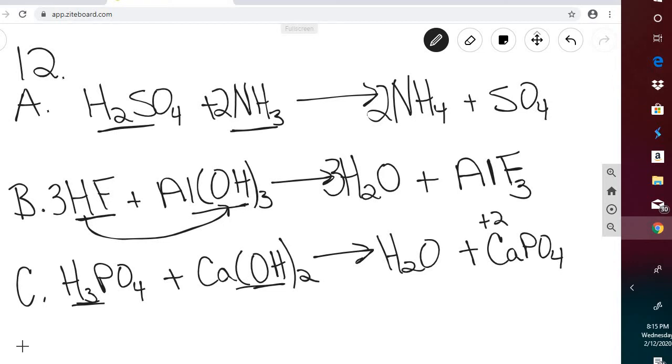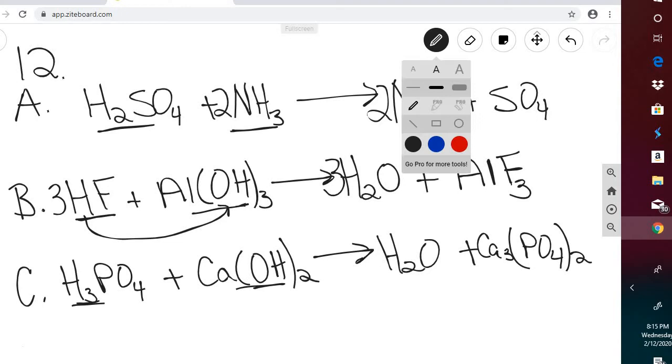and the phosphate has a charge of -3. So we're going to switch those charges. So it's going to become Ca3. So 3 calcium atoms and 2 of the phosphates. Okay, then we got to balance it.